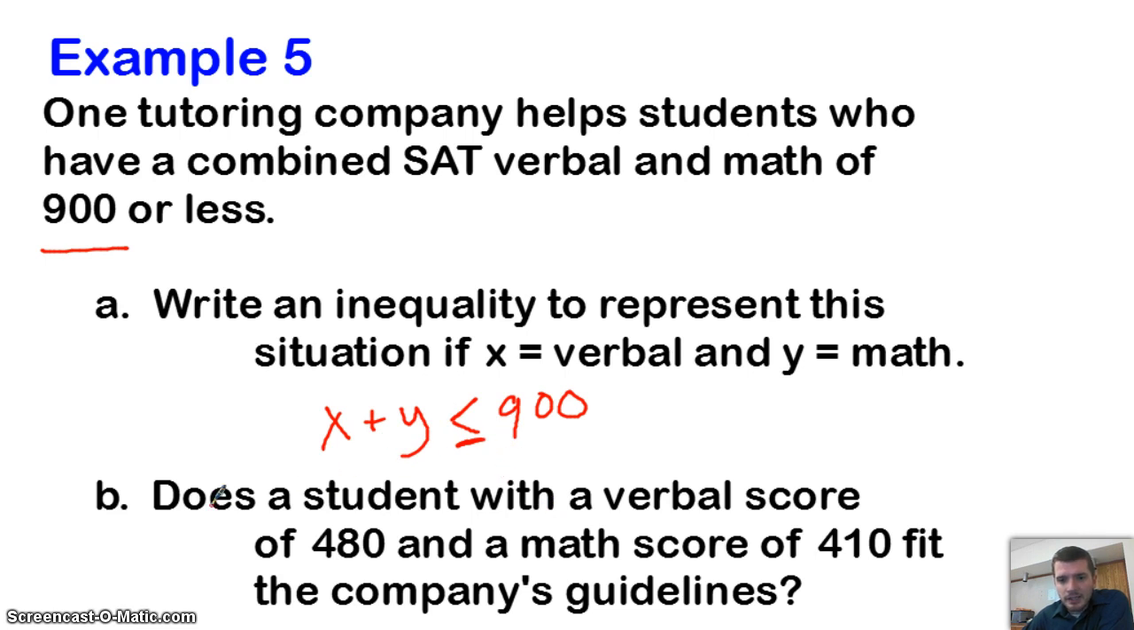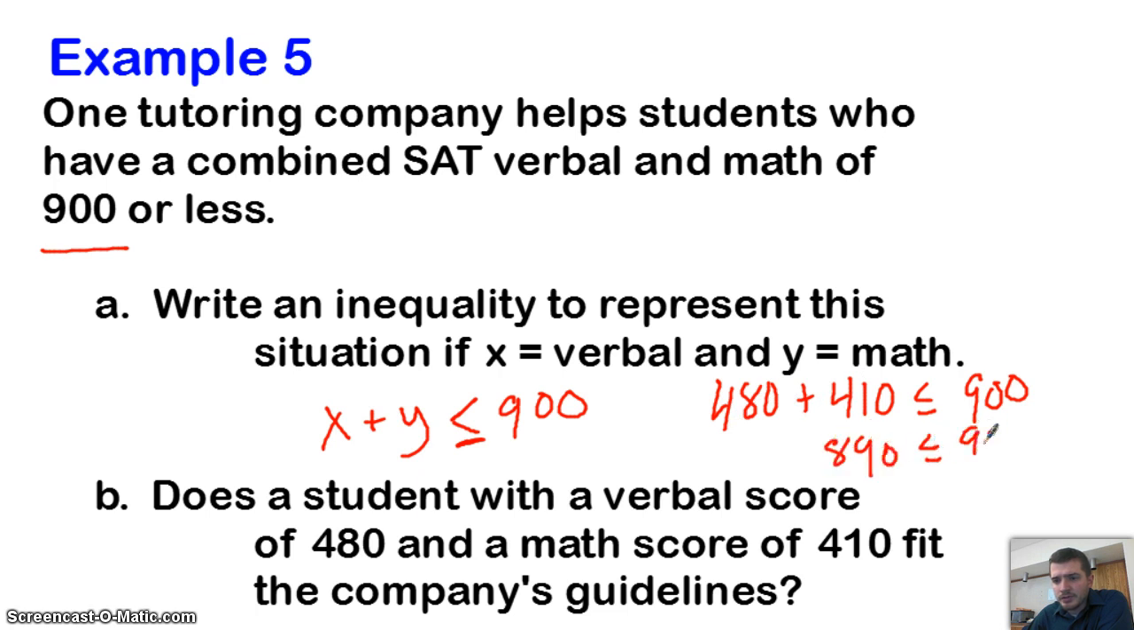And then the last one, it says, does a student with a verbal score of 480 and a math score of 410 fit the company's guidelines? All right, so again, all you're going to do is plug them in and see if it gives you a true statement. So 480 plus 410 is less than or equal to 900, and that's 890 is less than or equal to 900, which is true. So yes, they would help you.